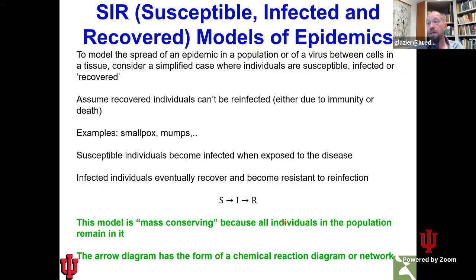and becoming susceptible again. This model is what's called mass conserving. It works like a chemical reaction because every individual in the population stays in the population. If I start out as a susceptible individual, I either stay a susceptible individual forever or I become infected and then become resistant. I don't have any source of new people. There's no arrow coming in from the outside. And I don't have anybody going out of the system. I don't have any arrows pointing out to nothing either. And so this arrow diagram behaves like a chemical reaction diagram or network.